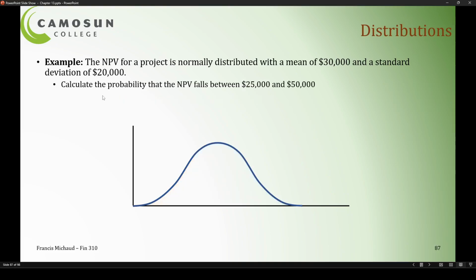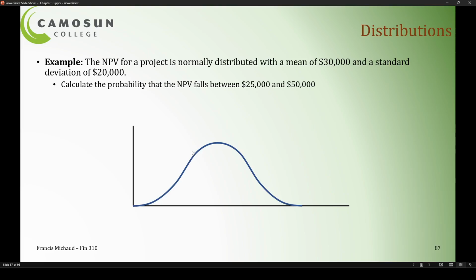Okay, next question. We have the same project with the same mean and the same standard deviation. And now we want to calculate the probability that the NPV will fall between 25,000 and 50,000. So I take my normal distribution. And again, by the way, I always draw these graphs when I work with normal distribution. If you don't do this, this is where you make mistakes. It's really not that hard if you take the time to draw it out.